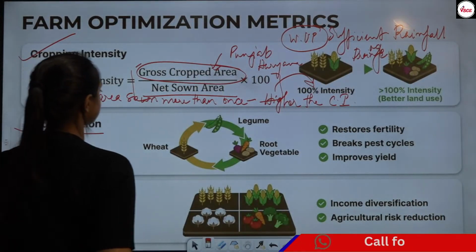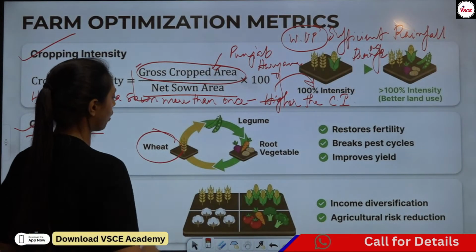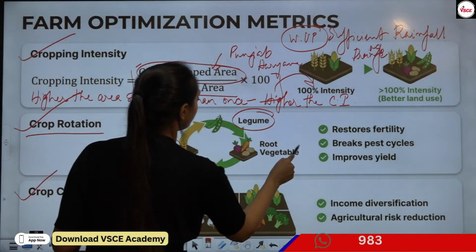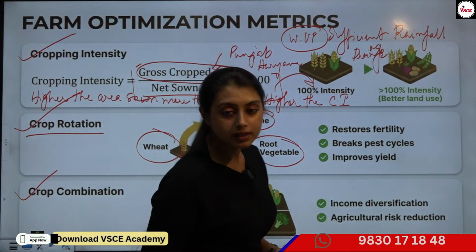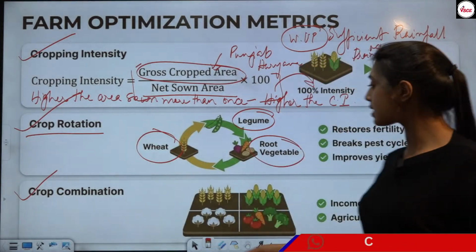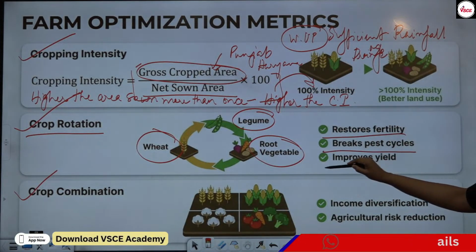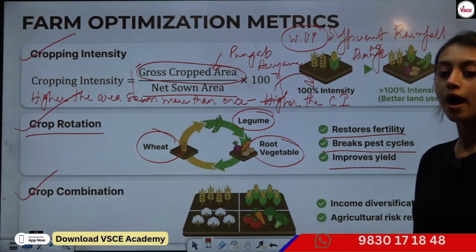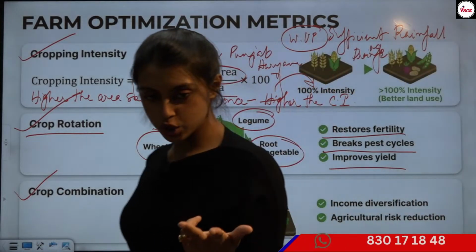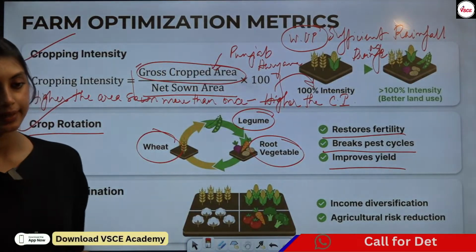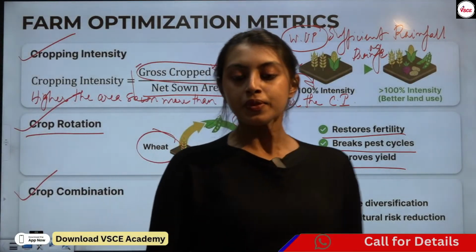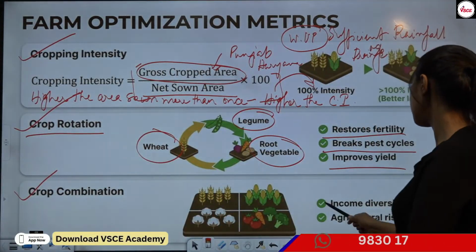Crop rotation talks about rotating the crops. Wheat, legume, root vegetables. Why do we have this type of a system? It restores fertility, breaks pest cycles and improves the yield. Great. Crop combination is actually income diversification.